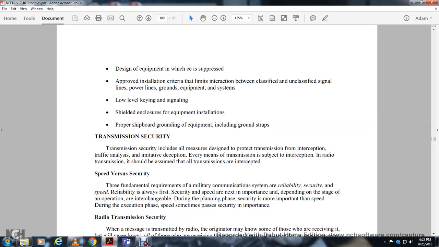Transmission security includes all measures designed to protect transmissions from interception, traffic analysis, and imitative deception. Every means of transmission is subject to interception. It should be assumed that all transmissions are intercepted.